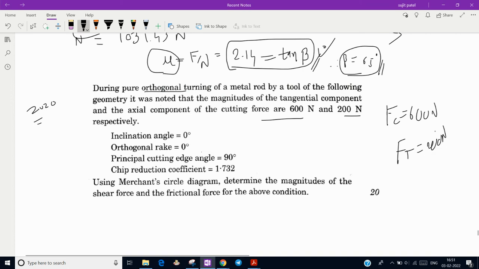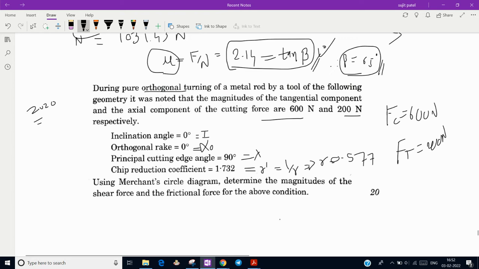It is given. Inclination angle i is equal to 0. Orthogonal rake angle alpha naught is equal to 0, given. Principal cutting edge angle lambda is equal to 90. That means it is a purely orthogonal turning. Chip reduction ratio r dash, which is 1 upon r, so you can find the chip thickness ratio also. When you take the inverse of this, you will find the chip thickness ratio as 0.577. Using the Merchant circle diagram, determine the magnitudes of shear force and frictional force.